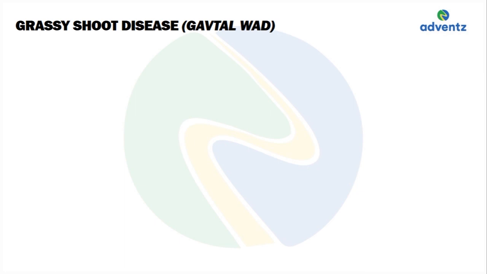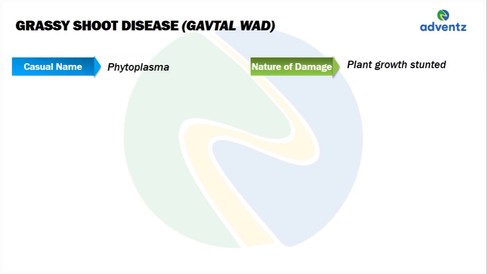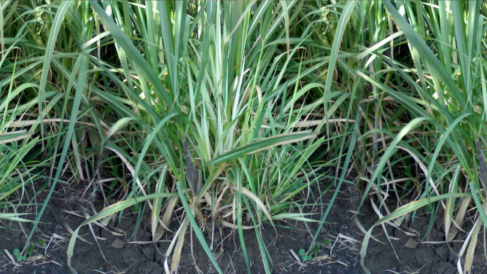The causal organism for which is called phytoplasma. The nature of damage that it causes is it causes the plant growth to become stunted. It is an important disease affecting sugarcane throughout its growth phases, and it is observed to be endemic in most of the sugarcane growing areas. Ratoon crops are more adversely affected by it. In this, the plant growth is stunted and does not develop into a whole plant.